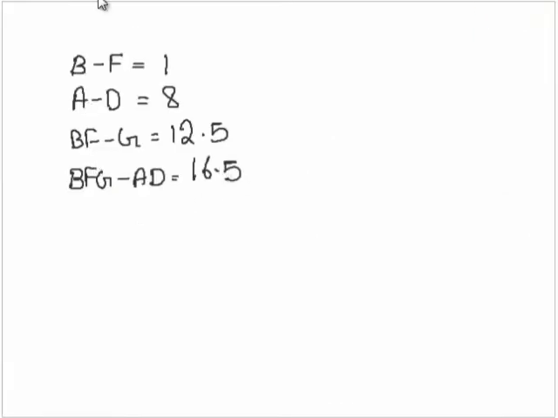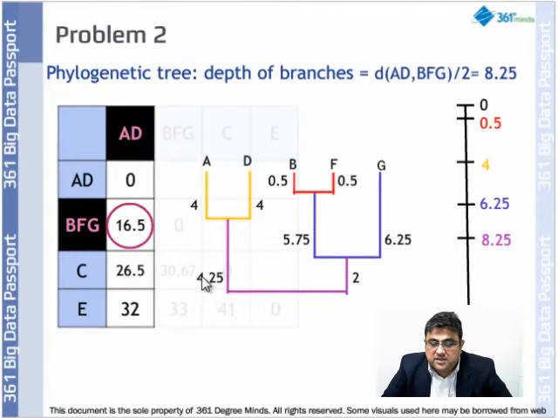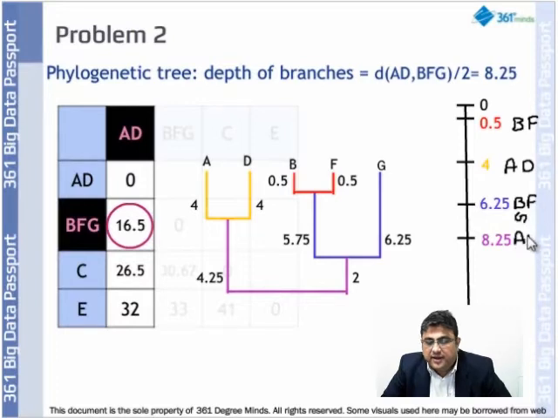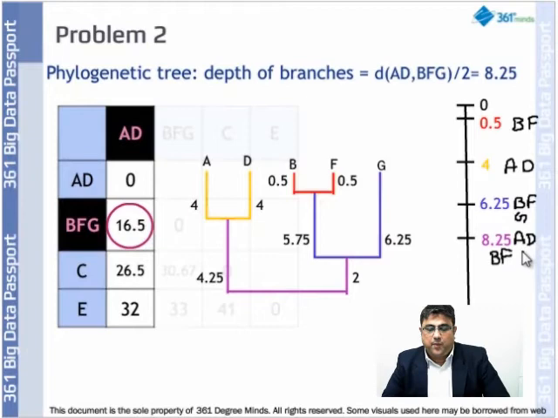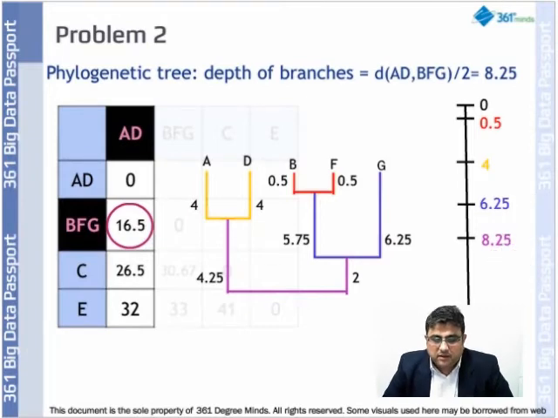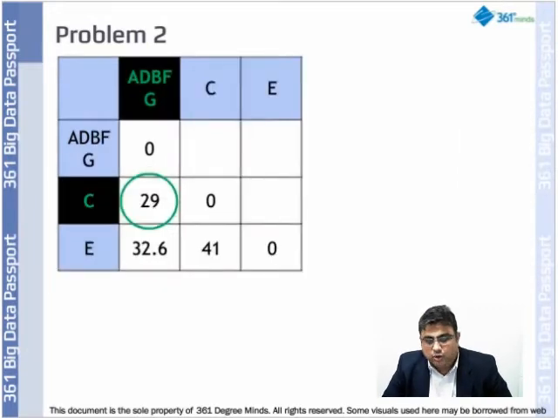BFG AD is 16.5. Now 16.5 is, this is how it looks like. 16.5 divided by 2 is 8.25. So that's the straight diagram you have over there. BF, AD, BFG, AD, BFG. All right. I think you're getting a good grasp of this. The least is 29, so we need to merge AD, BFG and C.